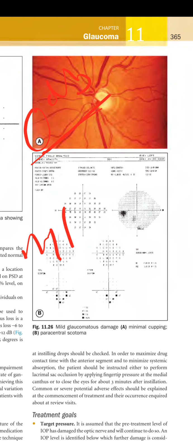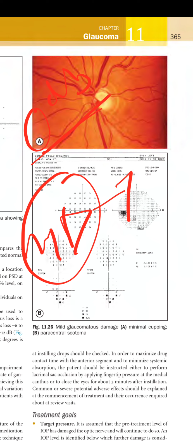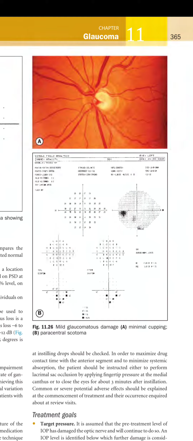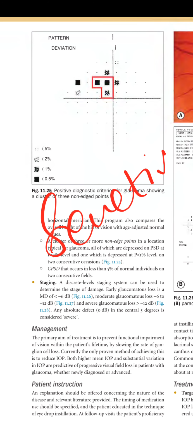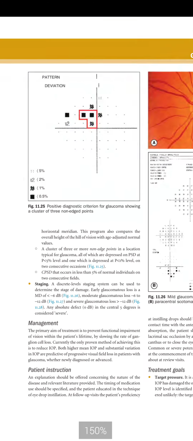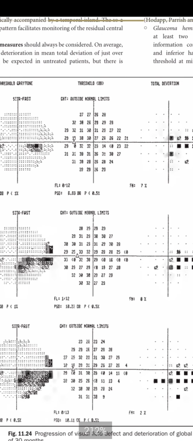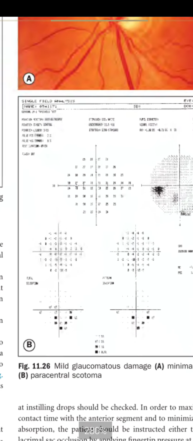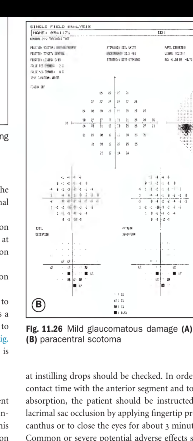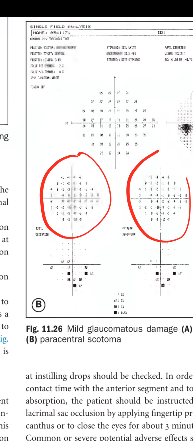Mean defect is basically the index in the global field. What is a mean deviation? Mean deviation means the average of the sensitivity of each point. For example, you see that here it is written all the sensitivities of the patient, like in this mean deviation. All the sensitivities of the patient compared to the age matched normal.